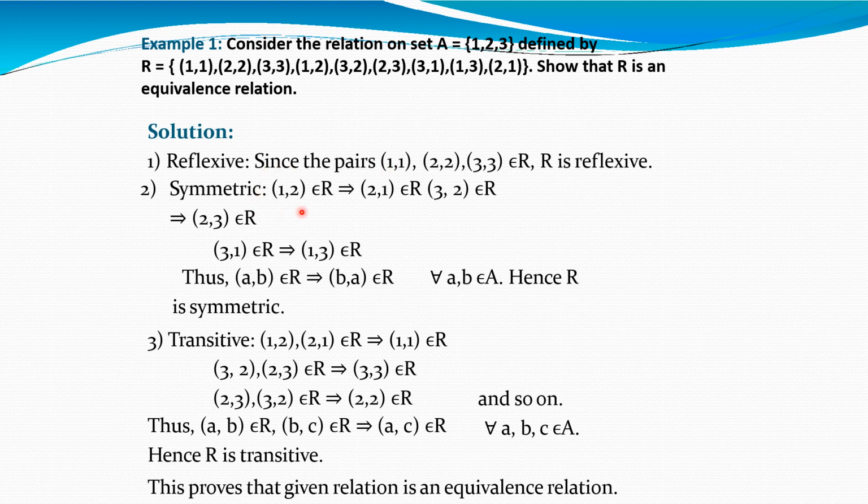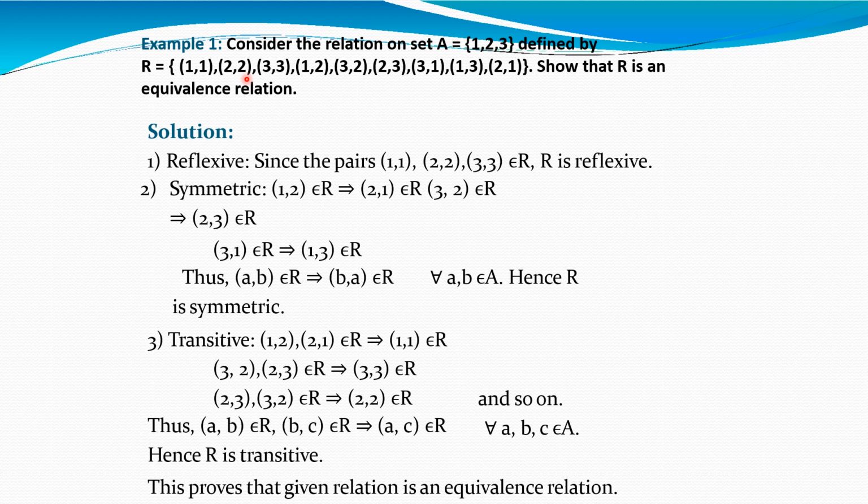Now second is symmetric. Now for a symmetric relation, for the pair (a, b) in R, check for the pair (b, a). So for every pair (a, b), if (b, a) is also present in R, then the relation is symmetric. So just check every pair and whether its reverse pair is present in R or not. Now for (1,1), (2,2), (3,3), obviously the reverse pair is itself. So it is not necessary to check these pairs. Now for (1,2), (2,1) must be present in R. So check that. So for (1,2), (2,1) is here.